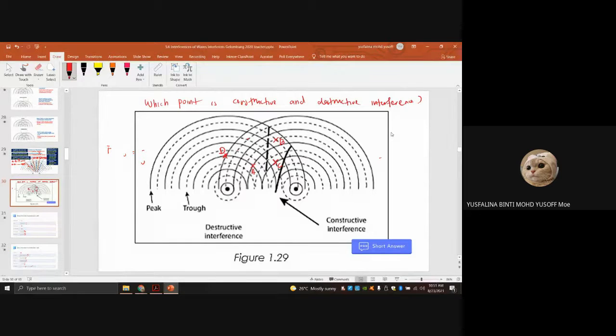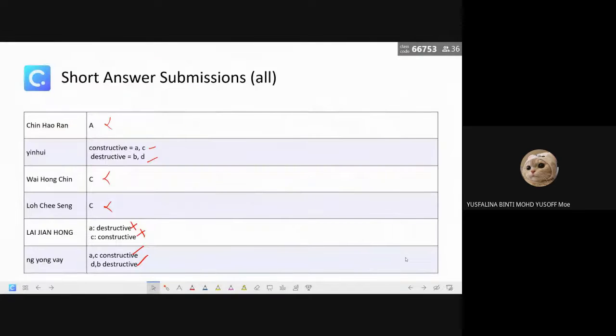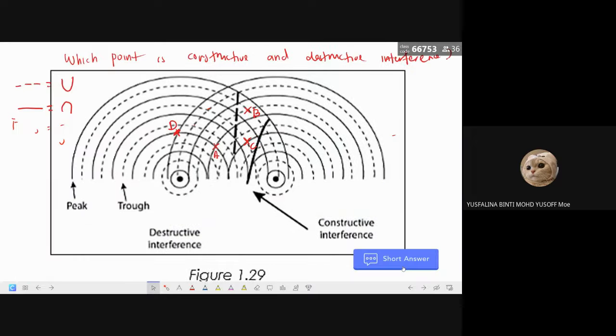Okay, so I give you a clue. The dotted line is the trough, while the line like this is the crest. So you need to tell me which point is constructive and destructive. Constructive A, B or C, D. Okay, right, so let's try again. All right, wait for a moment. Try this one.